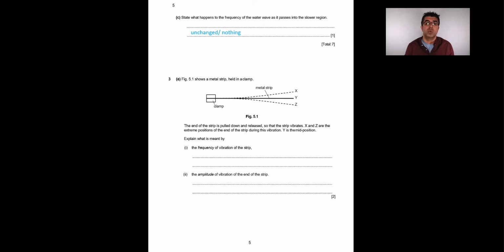Now, we're taught frequency is the number of waves per second. You can't quite say that here because it's actually talking about a strip. So basically it's the number of vibrations per second. The amplitude of vibration of the end of the strip is the distance between Y and X or Y and Z. It's the distance between the maximum and the rest position, or the minimum and the rest position. In other words, YX or YZ.